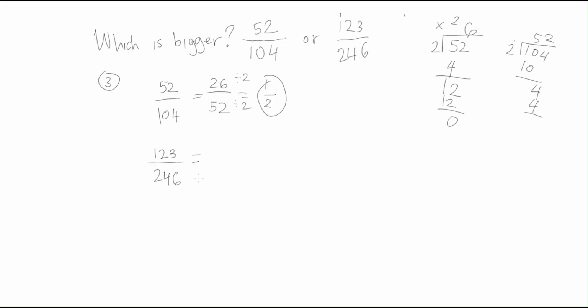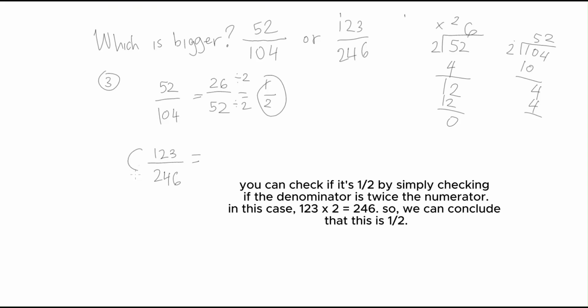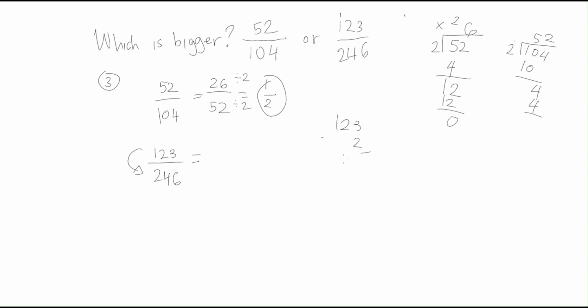And 123: if you look at the two fractions, you can check if one number is just twice the other. So 123 times 2 is 246. So if we divide this by 123 and this by 123, we also get 1/2. So there is actually no fraction that is bigger, because they are equal.